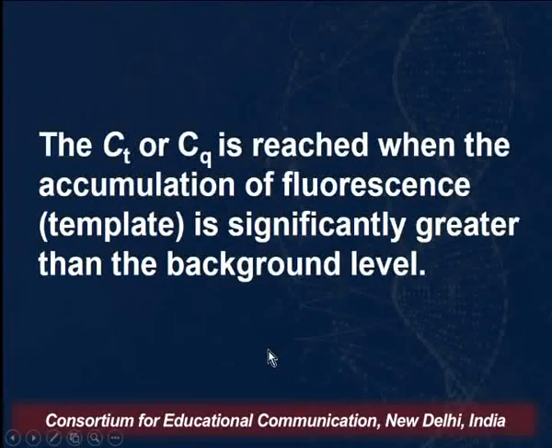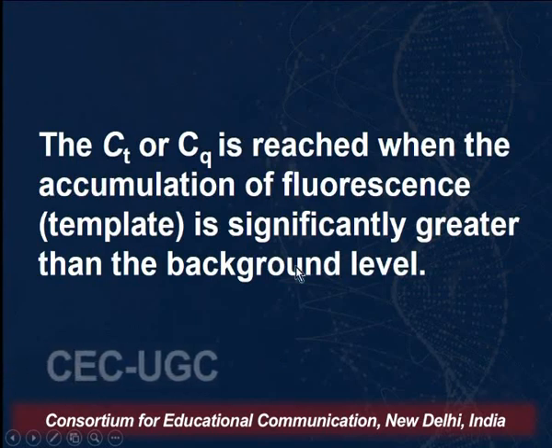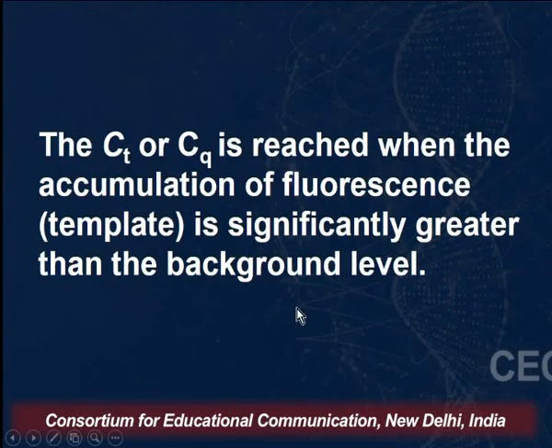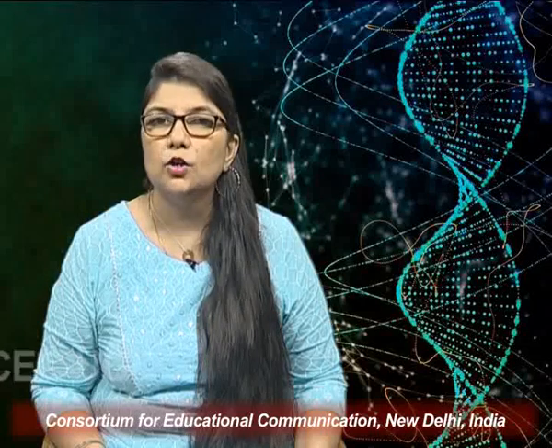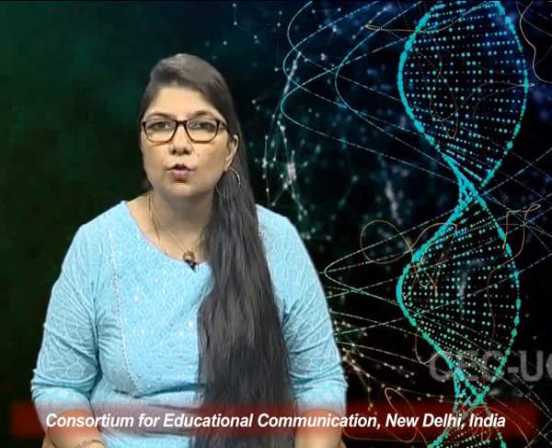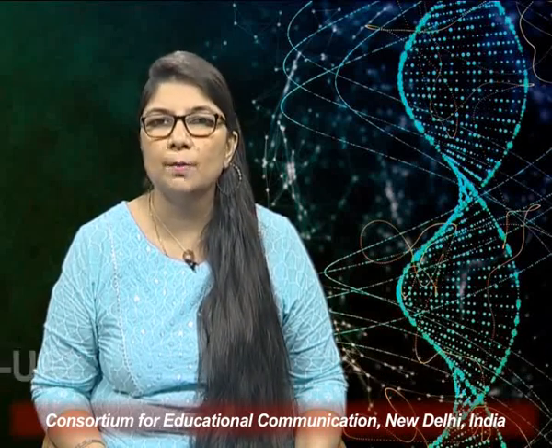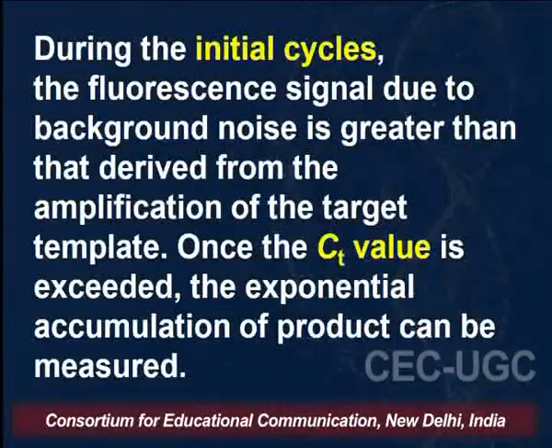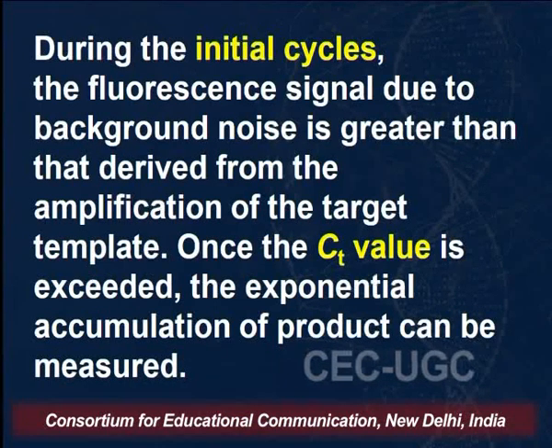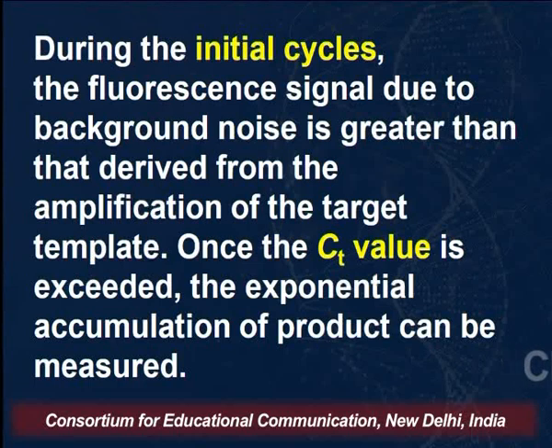The CT, or commonly called CQ as well, is reached when the accumulation of the fluorescence is significantly greater than the background level, and we can correlate this CT to the amount of template that was initially present, and therefore we can quantify. During the initial cycles, the fluorescence signal due to the background noise is greater than that derived from the amplification of the target template. Once the CT value is exceeded, the exponential accumulation of the product can be measured. I hope it is clear how important the CT or CQ value is, because on the basis of that we can actually quantify the template DNA.